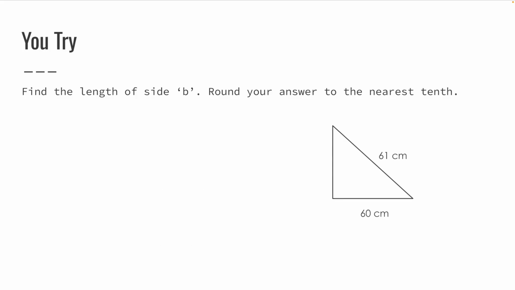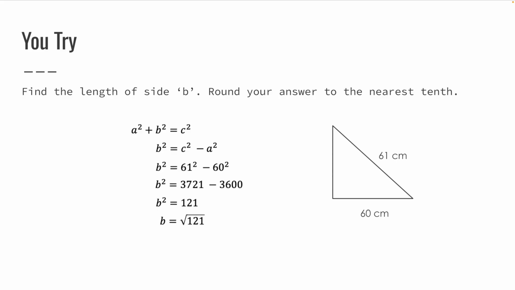Okay, I want you to try this one. Round your answer to the nearest tenth. Pause the video and start it up again when you're ready. Okay, so here's our formula. We're going to rearrange it for B. I get 61 squared minus 60 squared. I square root that, and I get 11 centimeters. And in this case, we didn't actually have to round our answer. It went right on 11.